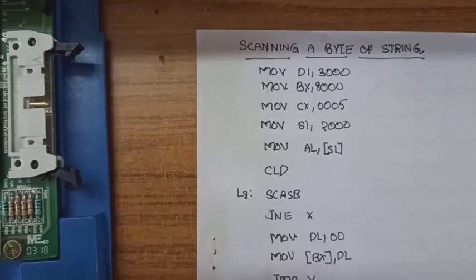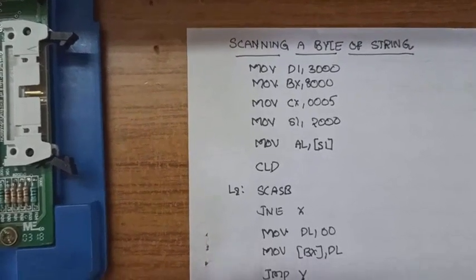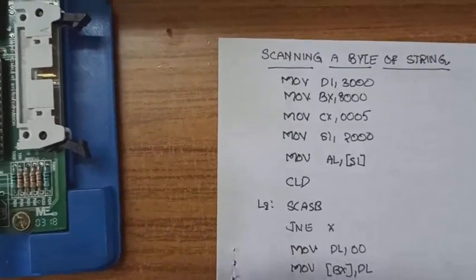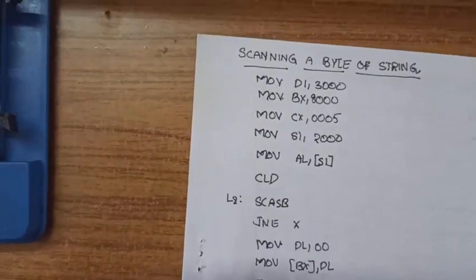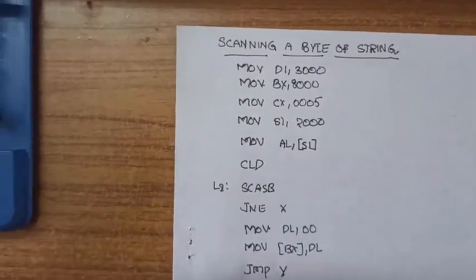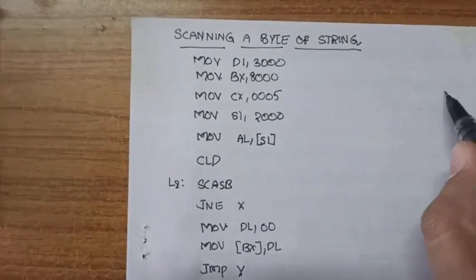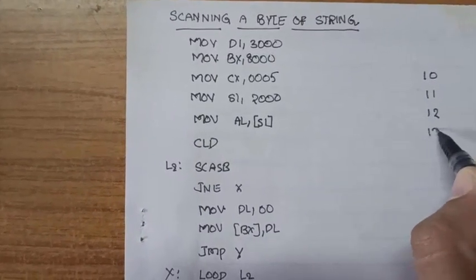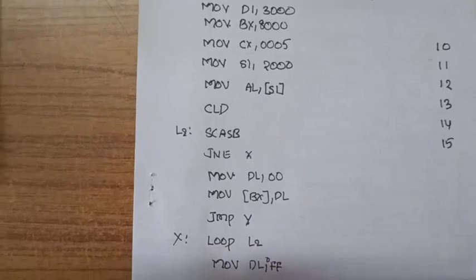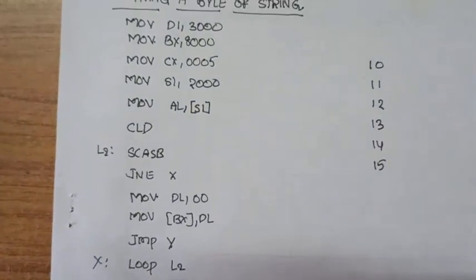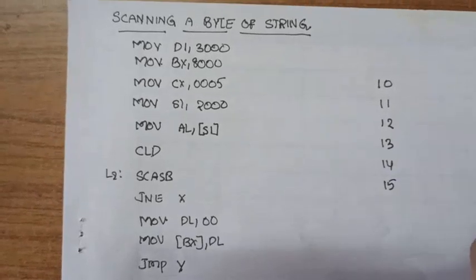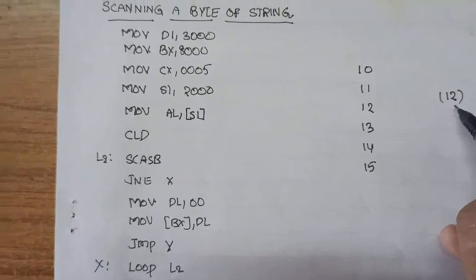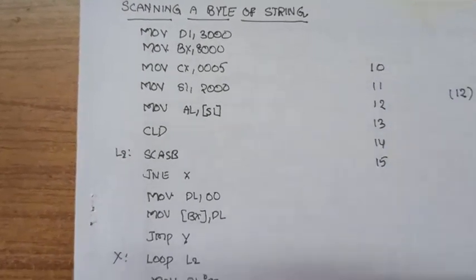Today we are here with one more assembly language program of 8086 called Scanning a Byte of String in the Given Data. To understand the title, what we require is to scan for a particular data in the given string. For example, if my input data is 10, 11, 12, 13, 14 and 15, I want to scan another input. Suppose I give 12, I want to find whether this 12 is available in the given data or not.